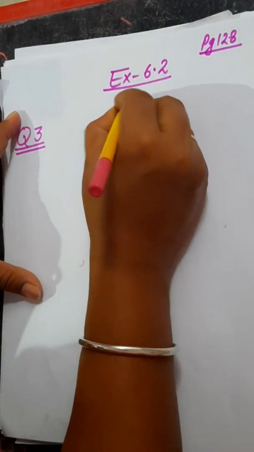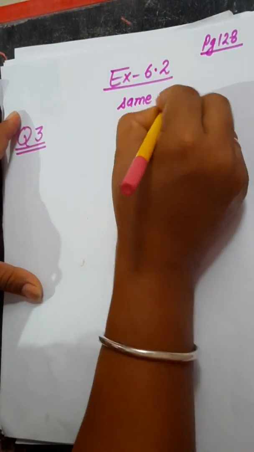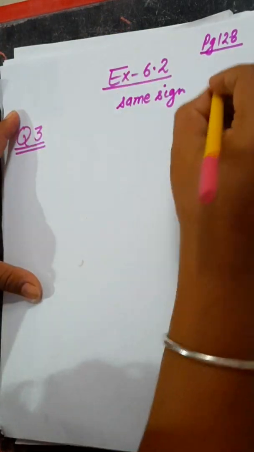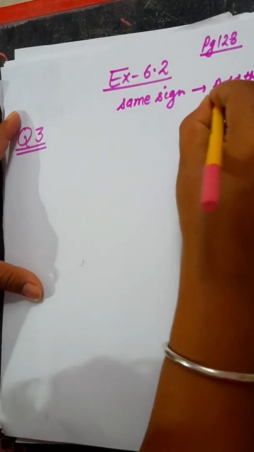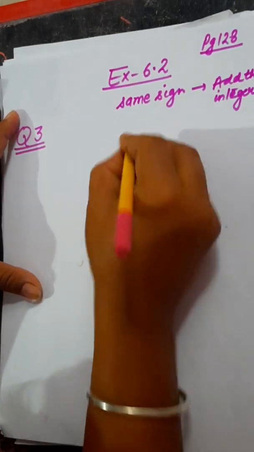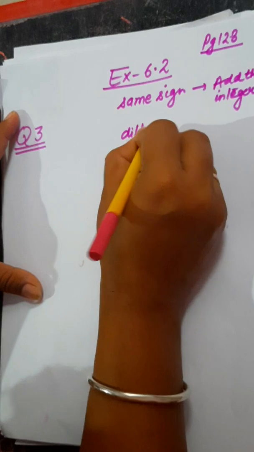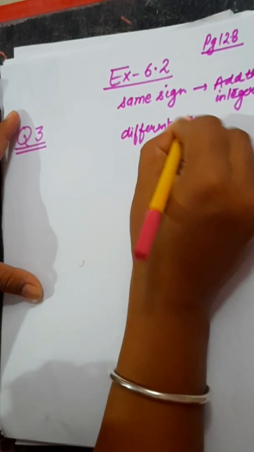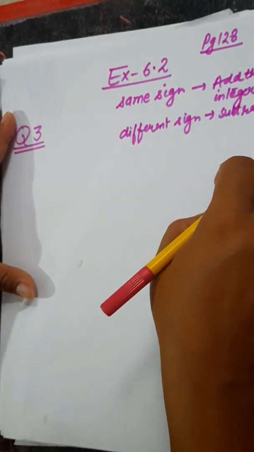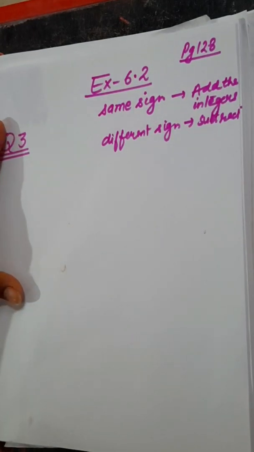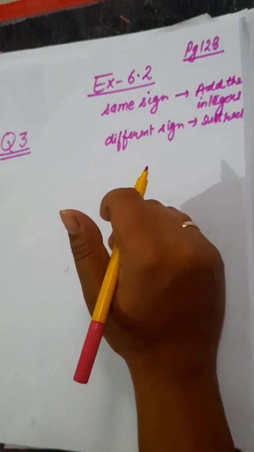We did that if we have the same sign, if the numbers have the same sign, then I have to add the integers. If I have different or opposite signs, then I will subtract. And I always use the sign of the integer which is greater. So this is the concept. With the help of this I will start.